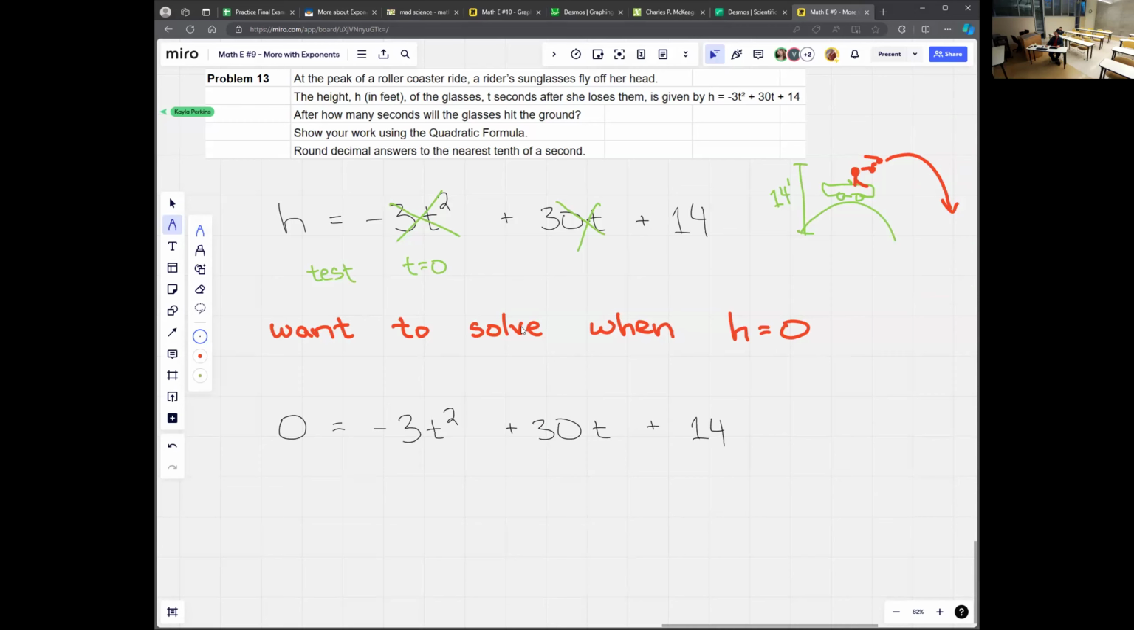Is there some number that I can factor out of the front? Does 3 go into everything? No, the 14 ruins it. Are they all even? No, the 3 ruins it. So I'm just kind of there. So I could do this with factor by grouping. Can I find two numbers that multiply to be 3 times 14, so the negative 42, and add up to 30?